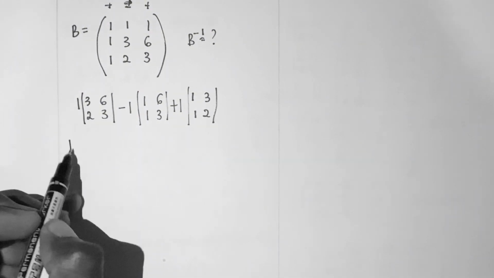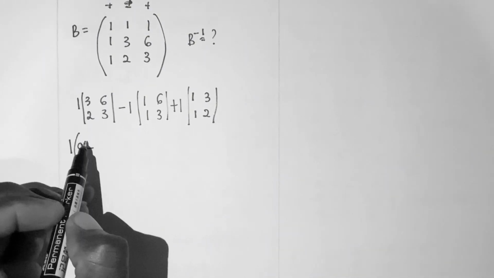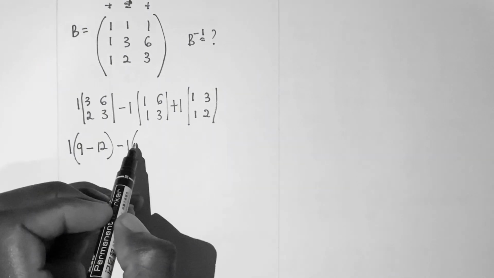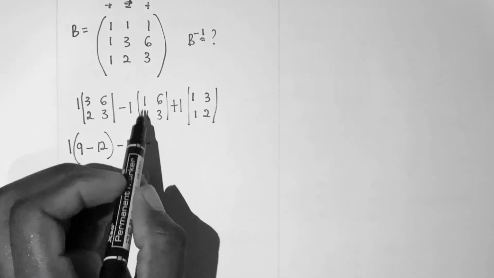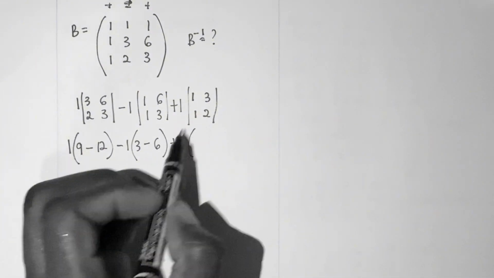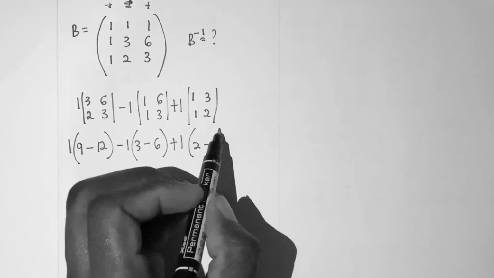So this becomes 1 into bracket. 3 times 3 is 9. Then minus 2 times 6 is 12. Then minus 1. 1 times 3 is 3. Then minus 1 times 6 is 6. Then plus 1. 1 times 2 is 2. Then minus 1 times 3 is 3.